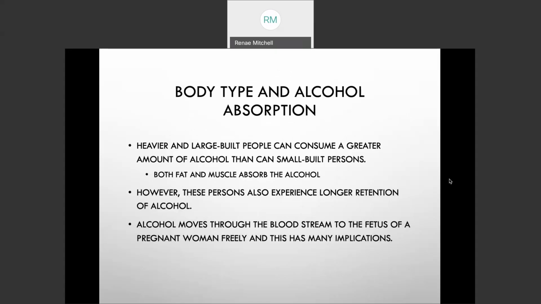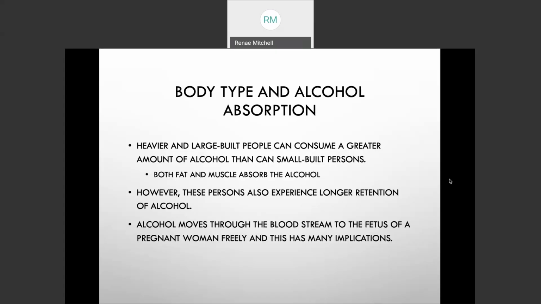So alcohol absorption is also impacted by body type. People who weigh more and people who have more body mass can consume a greater amount of alcohol than people who weigh less. Both fat and muscle are absorbing the alcohol out of the bloodstream. And so people who have more fat or more muscle will experience less intoxication than someone who has less fat and less muscle.